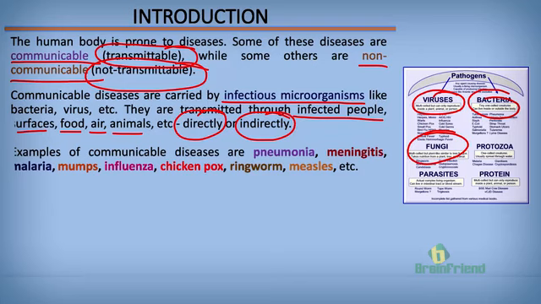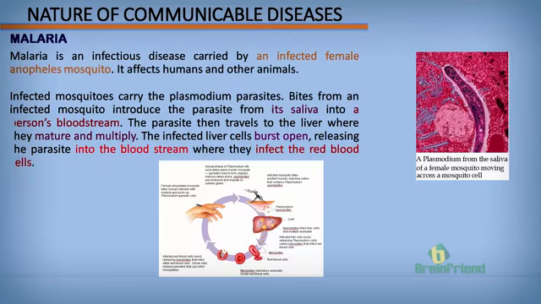Examples of communicable diseases are pneumonia, meningitis, malaria, mumps, influenza, chickenpox, ringworm, measles, etc. Any kind of disease that can be transmitted from an infected person to another host. Now we'll be looking at 2 of these communicable diseases, malaria and pneumonia. So we're starting with malaria.